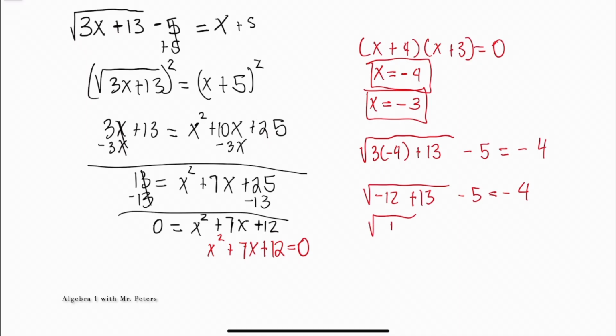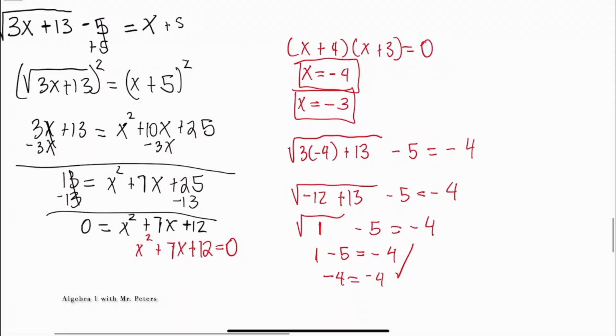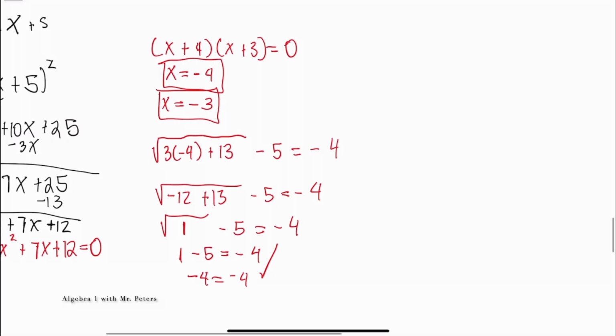We have the square root of 1 minus 5 is equal to -4. So this simplifies to 1 minus 5 is equal to -4. This is going to be a solution for the radical equation. So x equals -4 works. Now let's say we did this again and we substituted in our second answer. So we have the square root of 3 times -3.